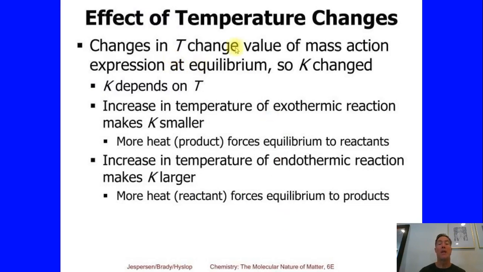Remember, changes in temperature affect the mass action expression, so it changes the K. If we have an exothermic reaction, an increase of temperature makes K smaller. This is maybe counterintuitive until you remember that heat is a product, so it's going to shift back towards reactants and give you less product. K will go down. So increasing temperature in an exothermic reaction makes K go down, whereas increasing temperature in an endothermic reaction, that's the ones that need the extra heat, that's going to make K larger.